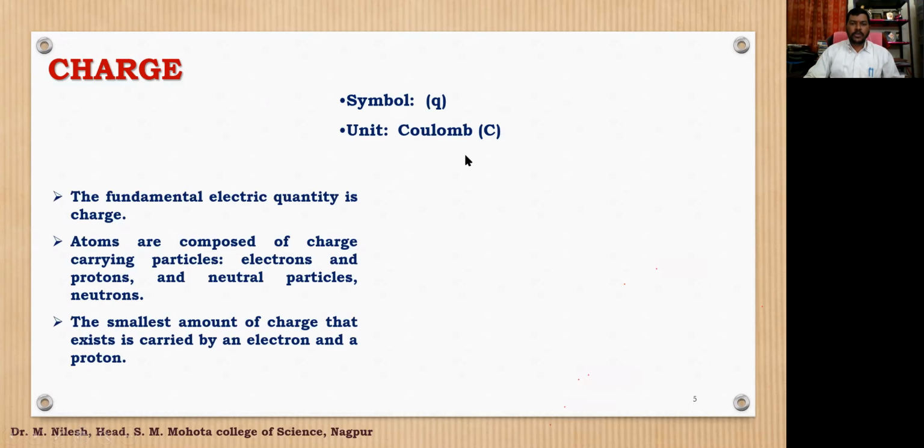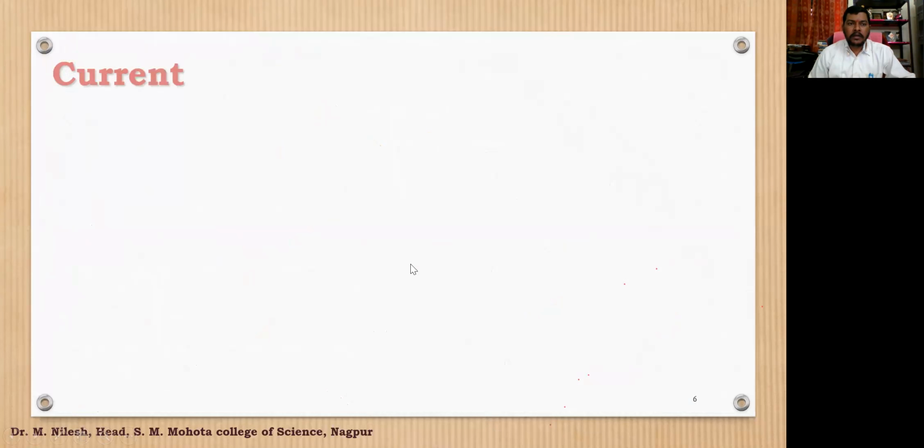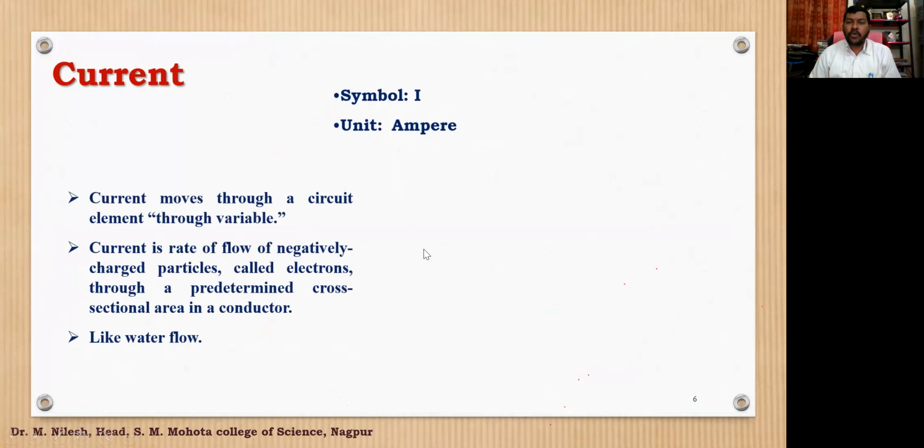The symbol is Q, the unit is coulomb, and the fundamental electric quantity is called charge. That is what we studied earlier: negative charge and positive charge. Then what is current? The symbol is I, the unit is amperes, and the rate of flow of charges in a conductor is called current, right? And the electrons flow in the opposite direction of the current.